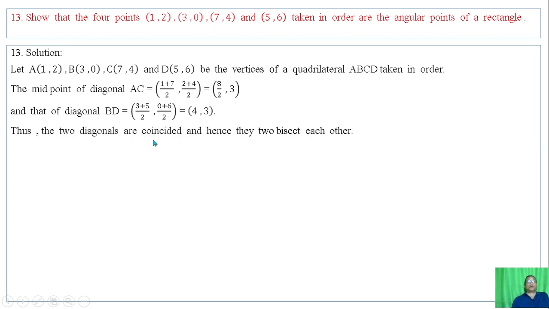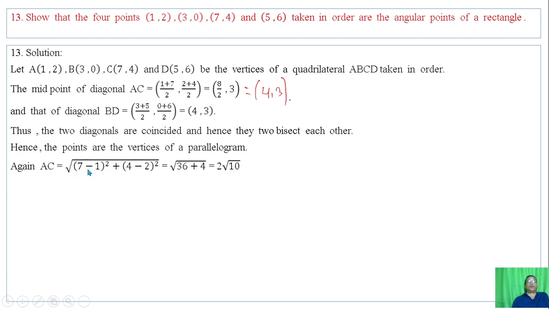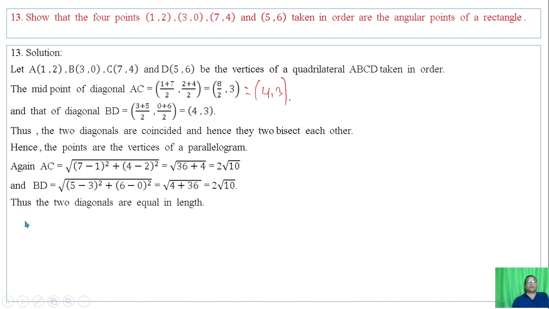Thus, the two diagonals are coincident and hence they bisect each other. Hence, the points are the vertices of a parallelogram. Again, AC using the distance formula we have this, and BD using the distance formula we have this. These two are equal. Thus, the two diagonals are equal in length. Hence, the points form a rectangle. For a rectangle, the diagonals are equal in length.